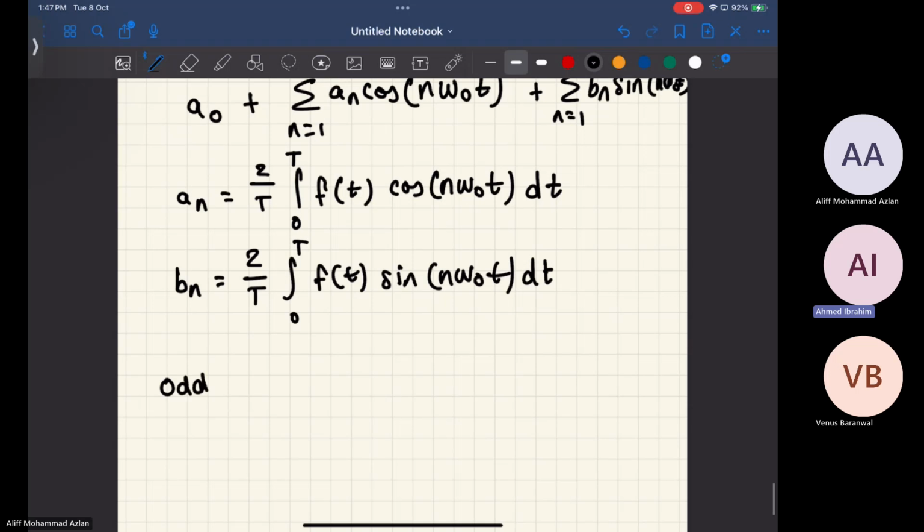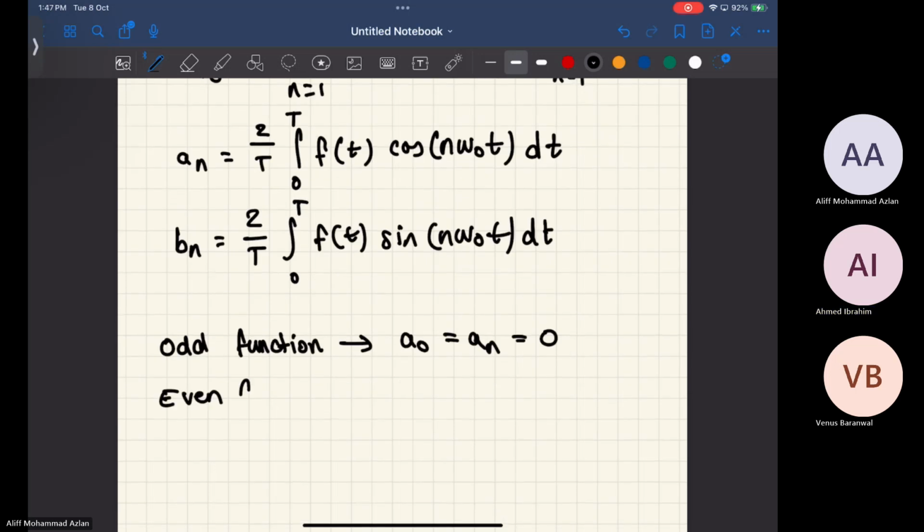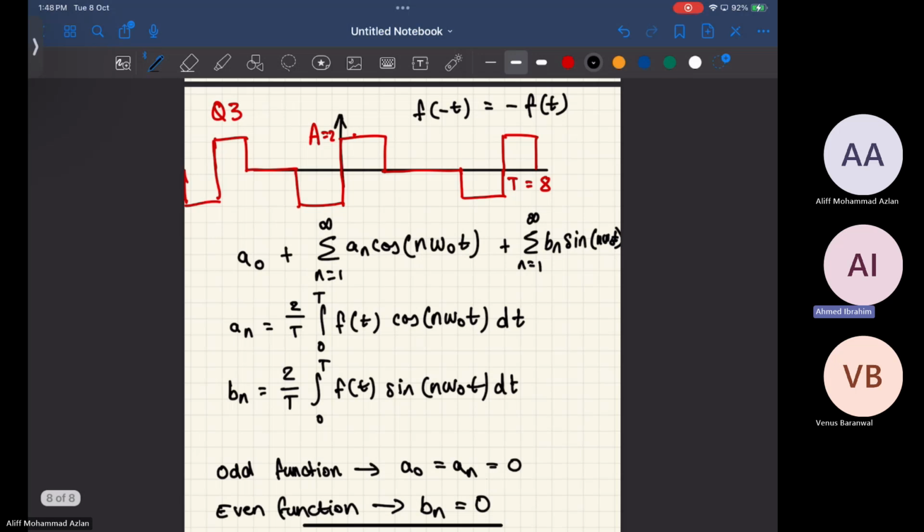So because it's an odd function, they're going to equal 0. Similarly, if we have an even function, which means the left and right side of the y-axis are mirrored, we can directly deduce that Bn is 0. Some functions may not be odd or even, in which case you'll have to calculate both An and Bn. But in general, there might be some tricks that you can do in an exam question.